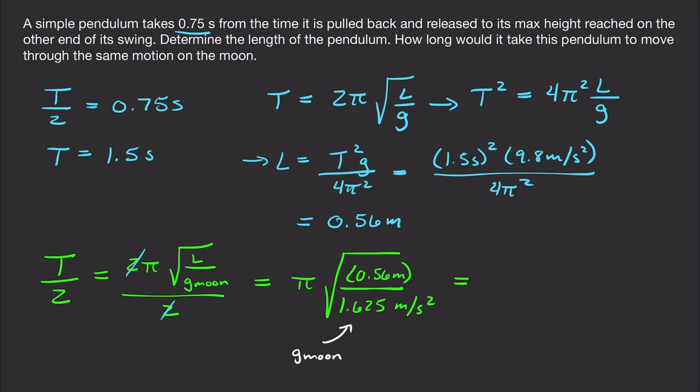And this gives you a time of 1.84 seconds. So you could also just solve for the period and then divide it by 2 at the end if you prefer to do it that way or if it makes more sense, but this is what you should get.